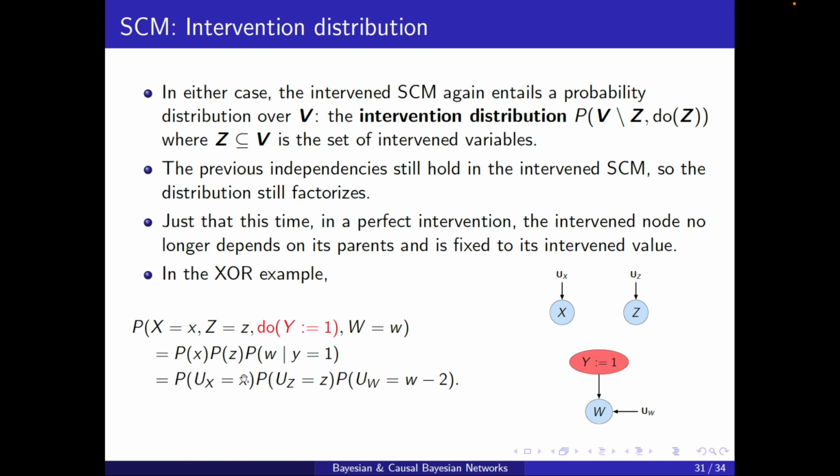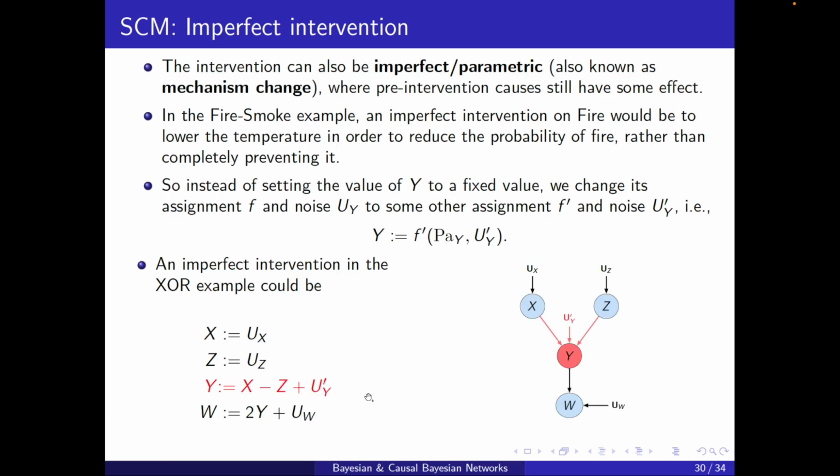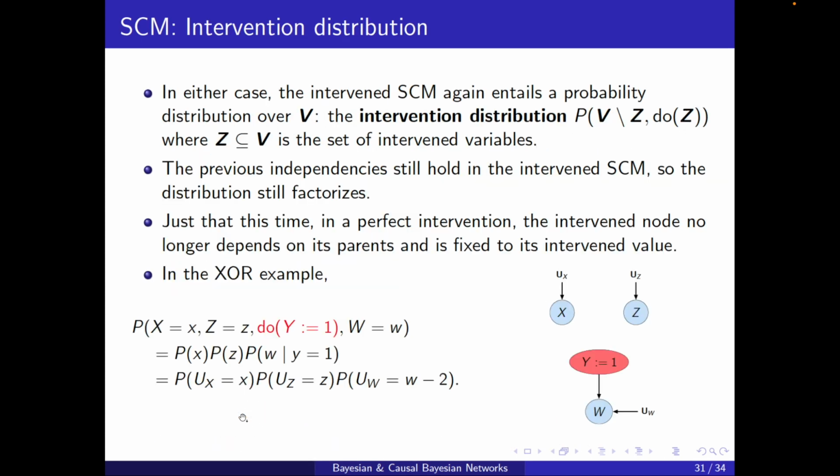So this will be U of X, U of Z, W condition on Y. Well, this is the same as U of W equal to W minus 2, because here you see that this will be 2 and U of W will be W minus 2. So I will have the joint distribution. I can calculate it explicitly once I have the values of X, Z, and W.